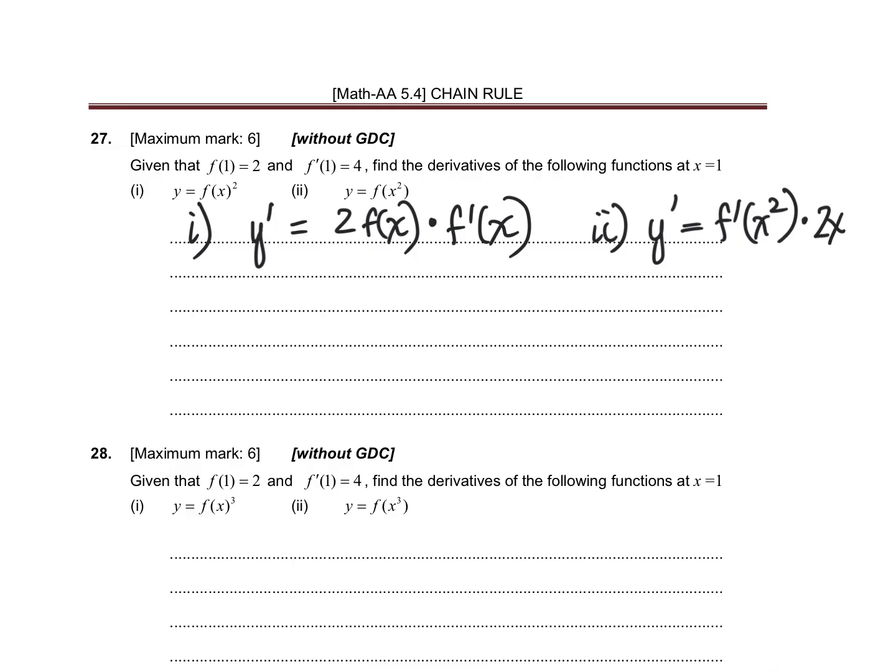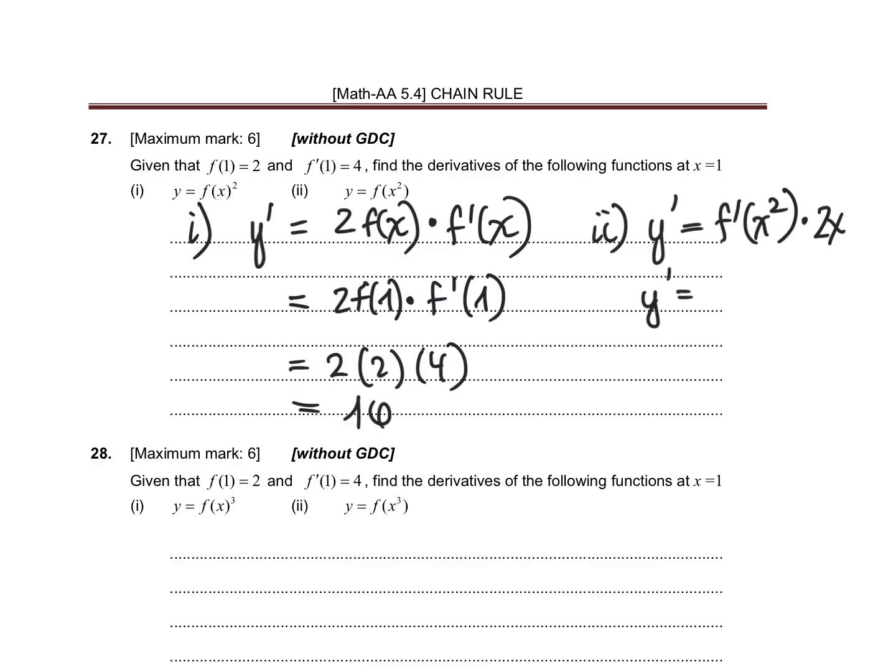Okay, so now we want to add 1. So this one's going to be 2 times f at 1. I'll just write it out. Times the derivative at 1. So 2 times 2 times 4, which is 16. And this one is f prime at 1 squared, which is 1 times 2 times 1. So derivative at 1 is 4 times 2, which is 8.